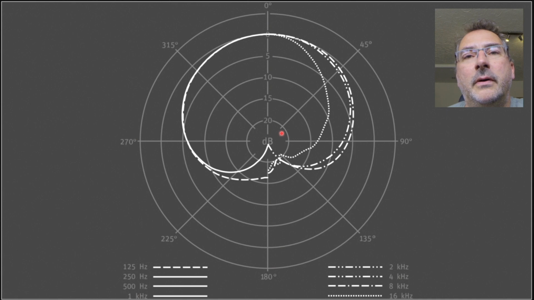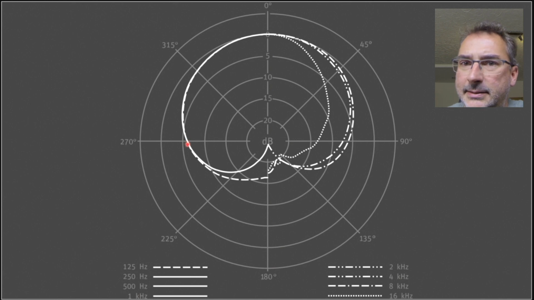You see that all frequencies from 125 Hz to 16K at a zero angle, so on axis, they have a level of 0 dB. And the more that we come from the side, like here on the white line, which represents 250, 500 Hz and 1K, the more we come to the side, the more level we lose. And at that point, exactly 6 dB.